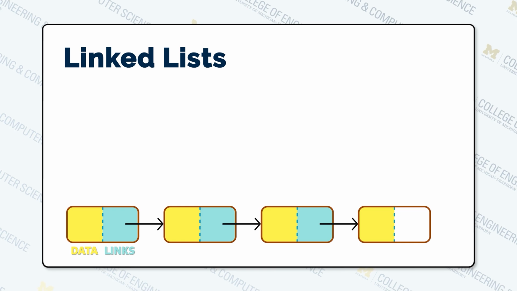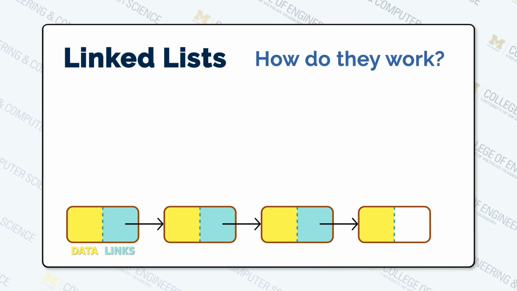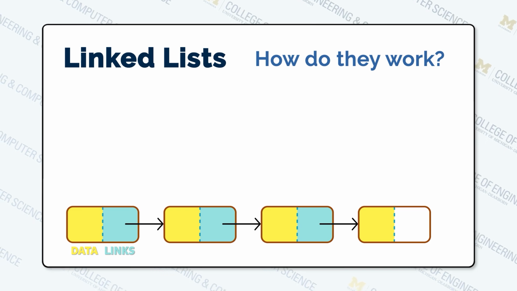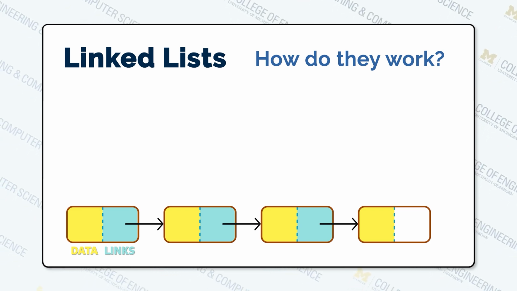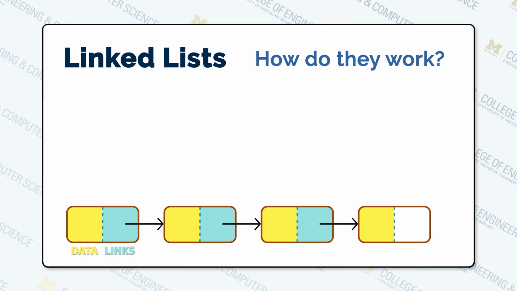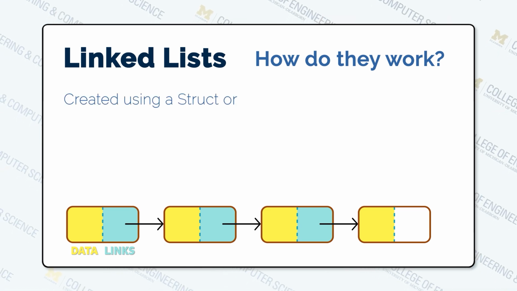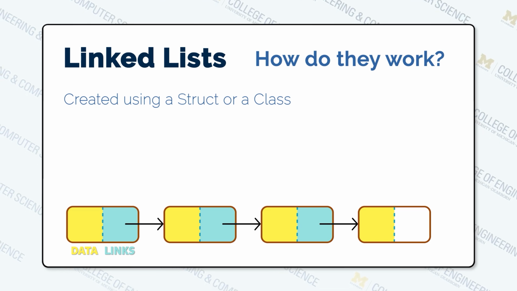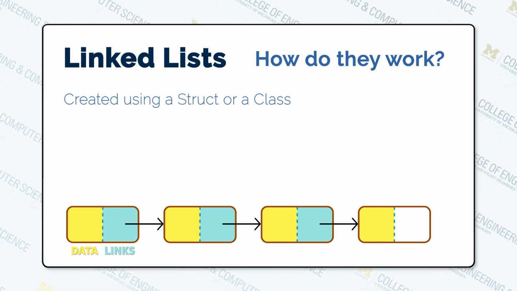How do they work? We create a linked list by using a struct or a class. Typically, we use a struct because everything is already public. After the creation of the struct, we can use this where we need it in our program.